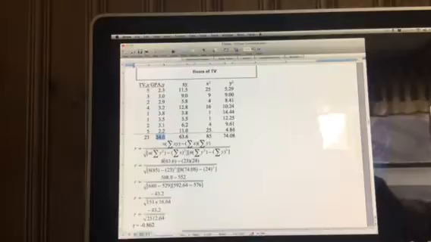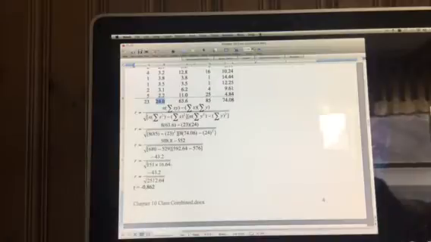Do your multiplications in the numerator and in the sections of the denominator. Do your subtraction in the numerator and inside the brackets in the denominator. Do your multiplication in the denominator, square root, and in this case we end up with an R of negative 0.862.